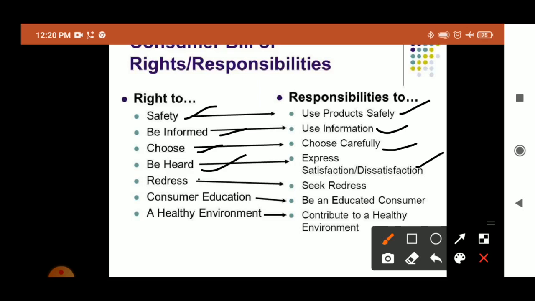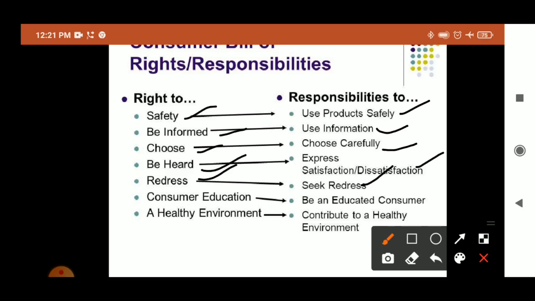Then redressal. So redressal means compensation or a penalty which has to be paid. So if he is being affected by any means or is being exploited by the consumer, then he has the right to have redressal. Seek for the redressal. Seek for redressal means to get penalty.